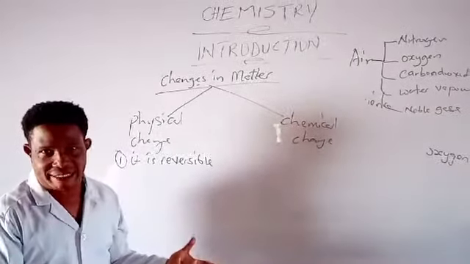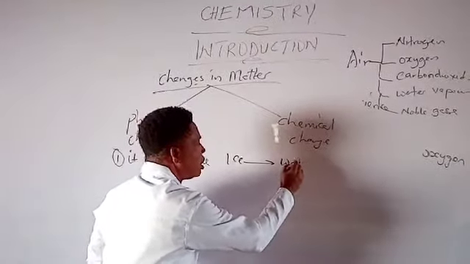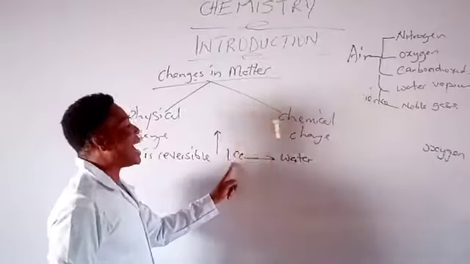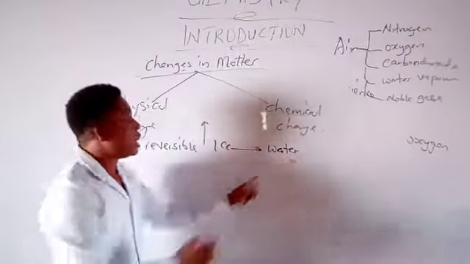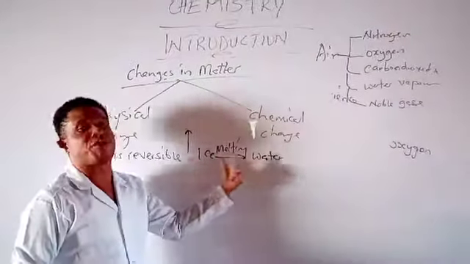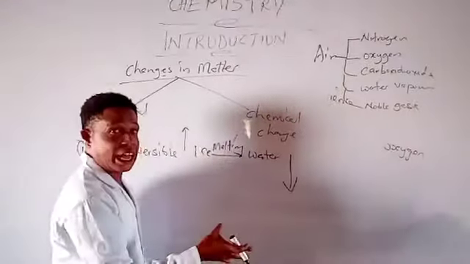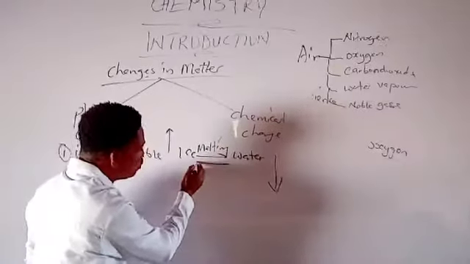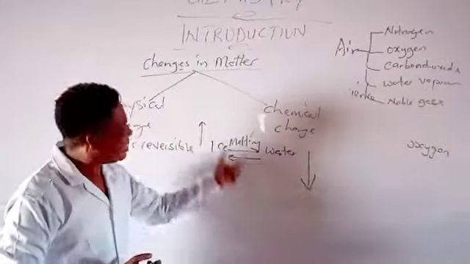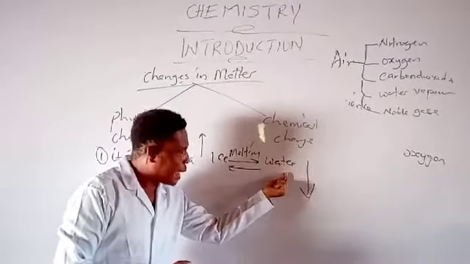For example, the melting of ice to water. What will make ice melt? If you increase the temperature, ice will melt to water, and that process is called melting. This process can also be reversed if I decrease the temperature. If I put this water in a deep freezer and the temperature drops, this water will change back to ice. So this is a typical example of physical change, from ice to water and from water back to ice.